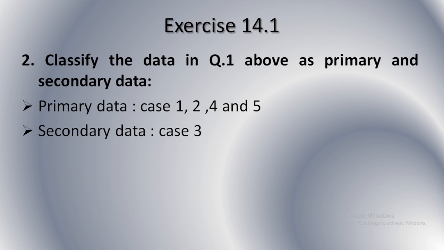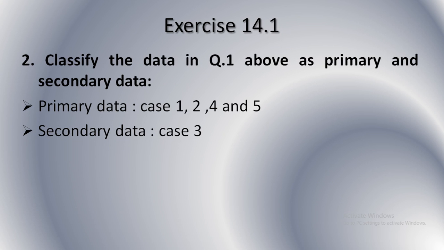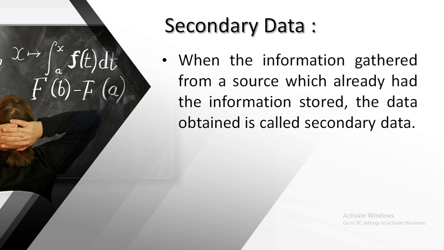And secondary data is case 3, which is the temperature of different cities at the same time, because the temperature is gathered by another person, right? So today we have done these examples, primary data, secondary data, and exercise 14.1. Got it? Now go to the next.